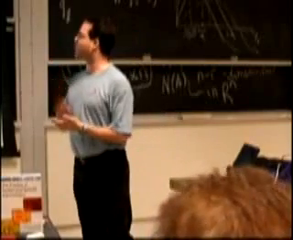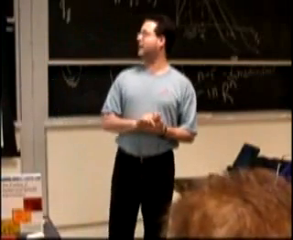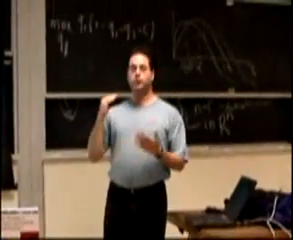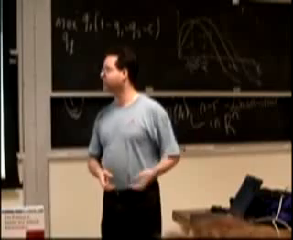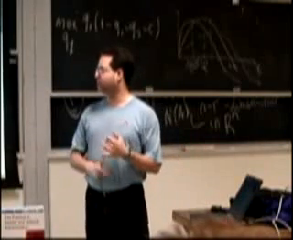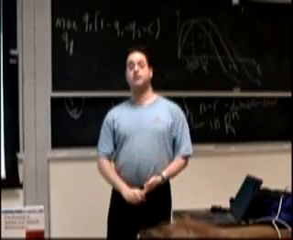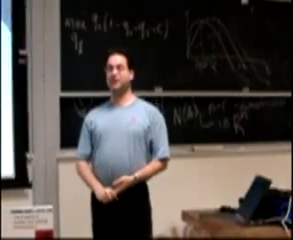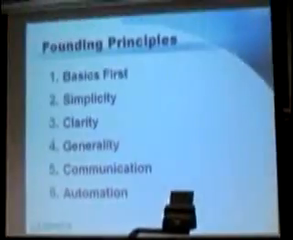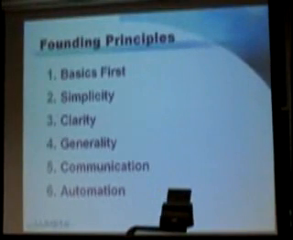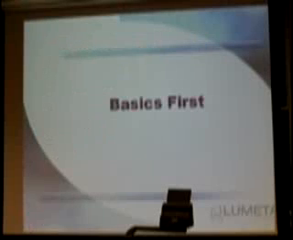And the cornerstone of the book is these six principles that you need to do the basics first. We talked about basics before. The issues of simplicity, clarity, generality, which are stolen from the Kernighan and Pike book, The Practice of Programming. Gee, similar title. And communication, which is human communication, and automation. So everything you do as a sysadmin, think about these six things.